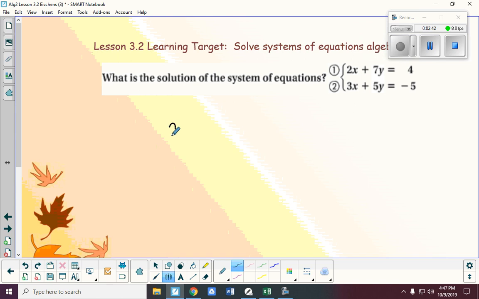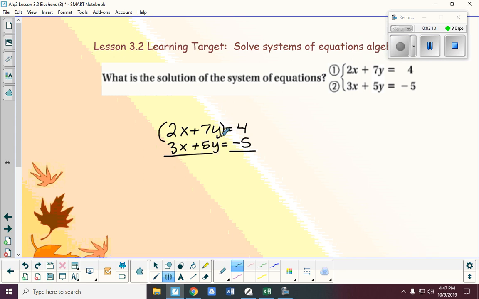So let's look at another problem. 2x plus 7y equals 4. 3x plus 5y equals negative 5. Now, if I were to add these equations together, I would have 5x plus 12y equals negative 1. And that doesn't help me right now because I'm not eliminating either the x's or the y's. So I'm going to choose which I want to eliminate, the x's or the y's. In this case, let's just eliminate the x's.